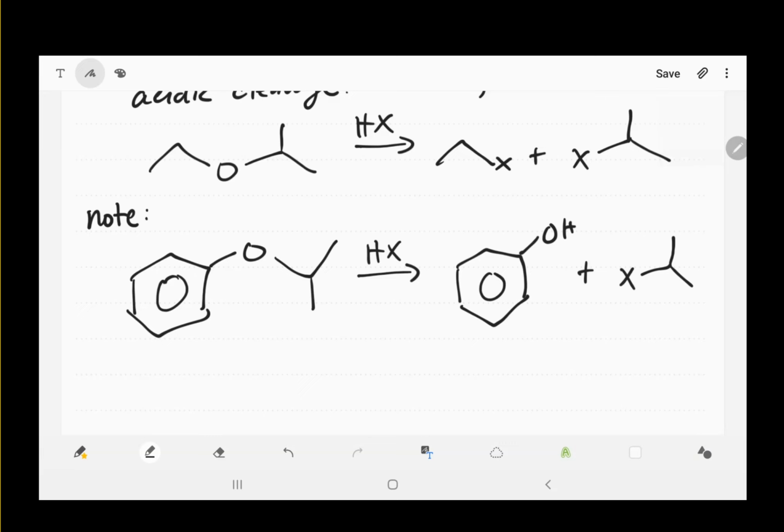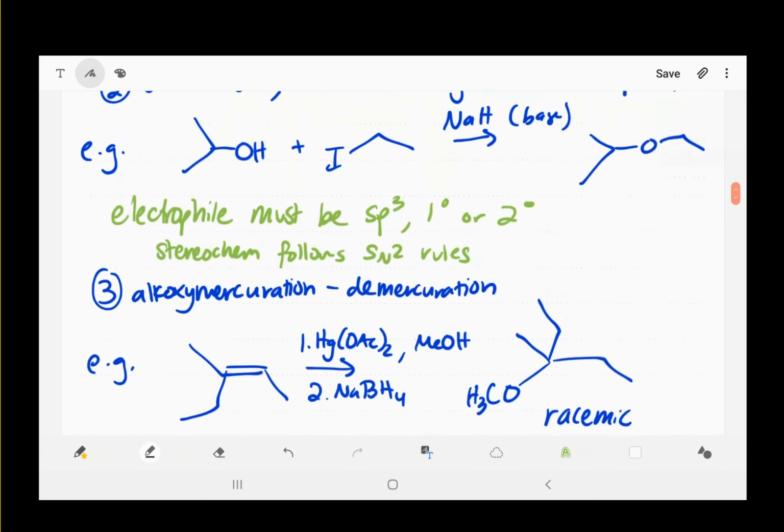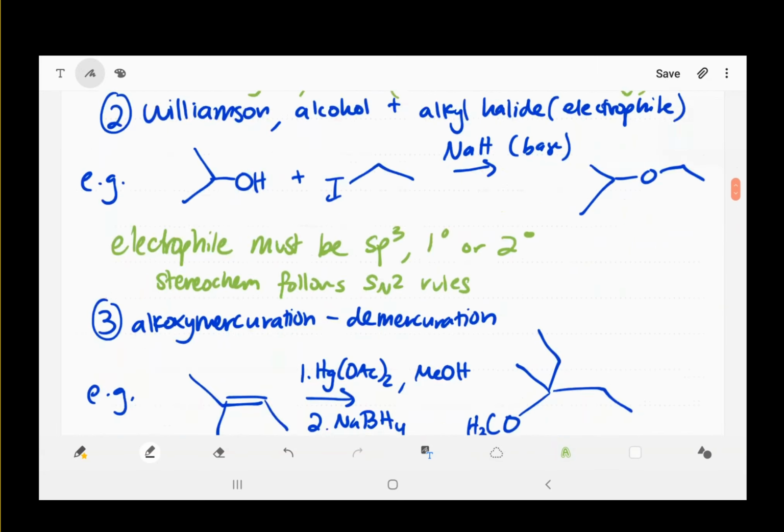Okay, so that was all we did last time. Do we have any questions on those? Any of these four reactions? How to make them? What to do with them?